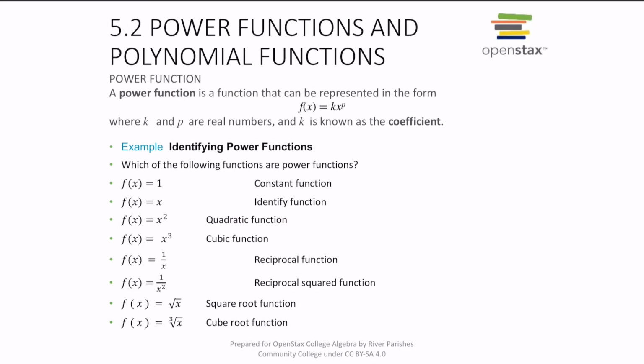So let's start with power functions. What is a power function? A power function is something that can be represented by the formula f(x) = kx^p, where k and p are real numbers and k is called the coefficient. These are some examples: f(x) = 1, f(x) = x, f(x) = x squared, x cubed, 1 over x squared, square root of x, and cube root of x.